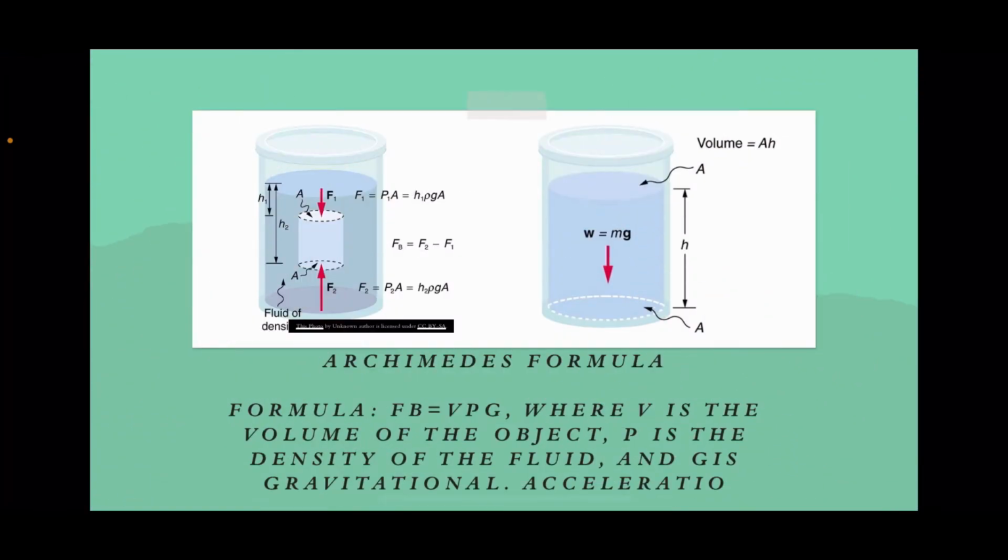Now, after we listen to Charles Robert Darwin, we're going to go to the next slide and see what it's about. Well, it's about Archimedes' formula. First thing we're going to talk about is the formula. FB equals VρG, where V is the volume of the object, ρ is the density of the fluid, and g is gravitational acceleration.